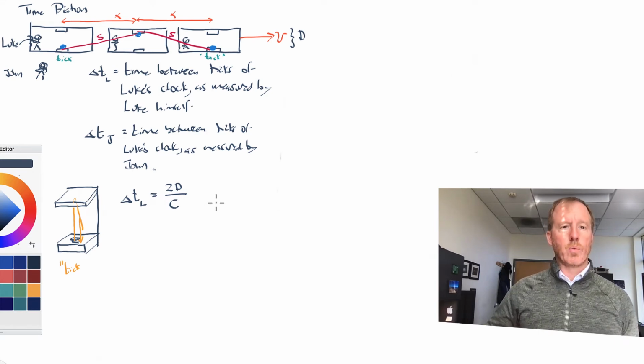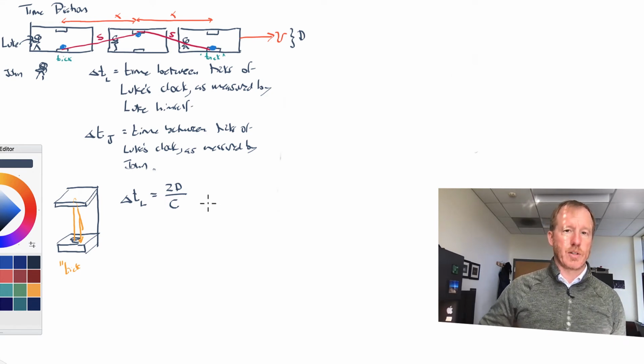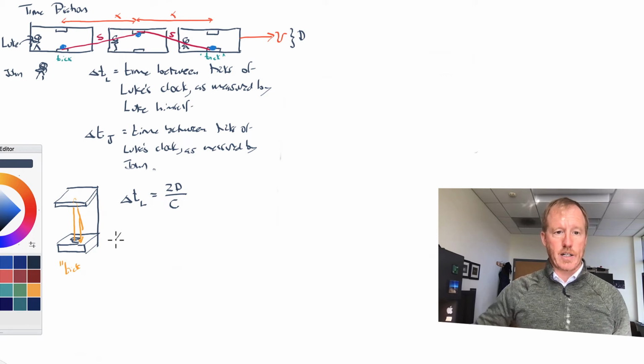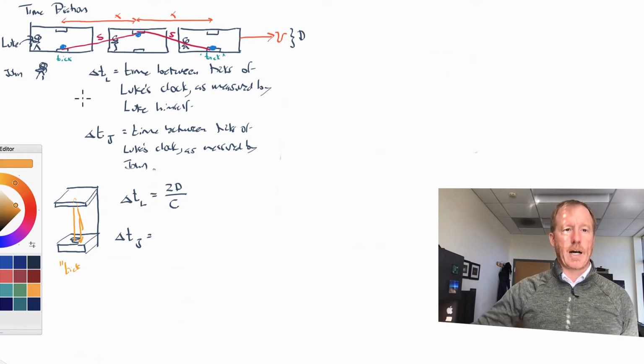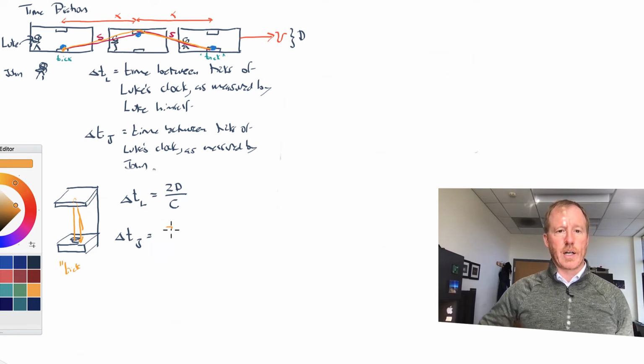Now, what would John measure? What would be the time between ticks of Luke's clock as measured by John? Well, delta t John is equal to twice the distance the light travels. But now notice that this light beam, according to John, he sees it moving upward. It is going to be moving at a diagonal. It's going to bounce off this surface and come back down like this. So it is going to move, once again, a distance 2s, divided by the speed it's moving.